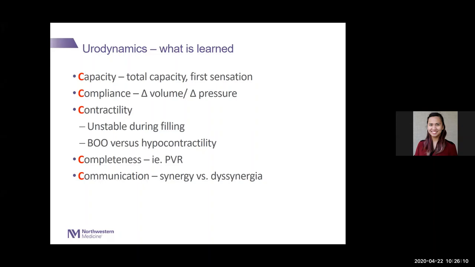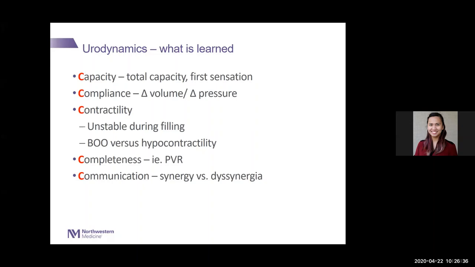What about the contractility? As it's filling, do you have uninhibited contractions? Is it unstable? And then during the voiding phase, is there bladder outlet obstruction? Is the bladder working really hard to get the urine out and there's very poor flow? Or is the bladder not working very hard and it's hypocontractile and you have poor flow because your bladder's wimpy? There's a big difference between those two things.